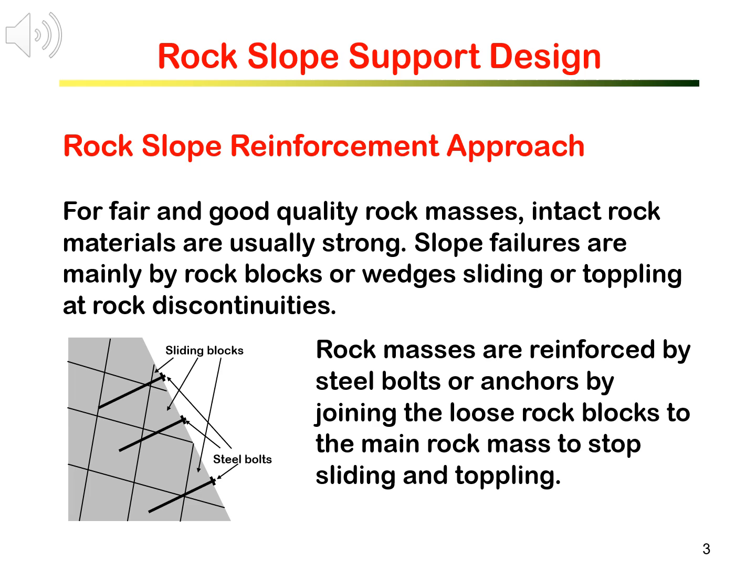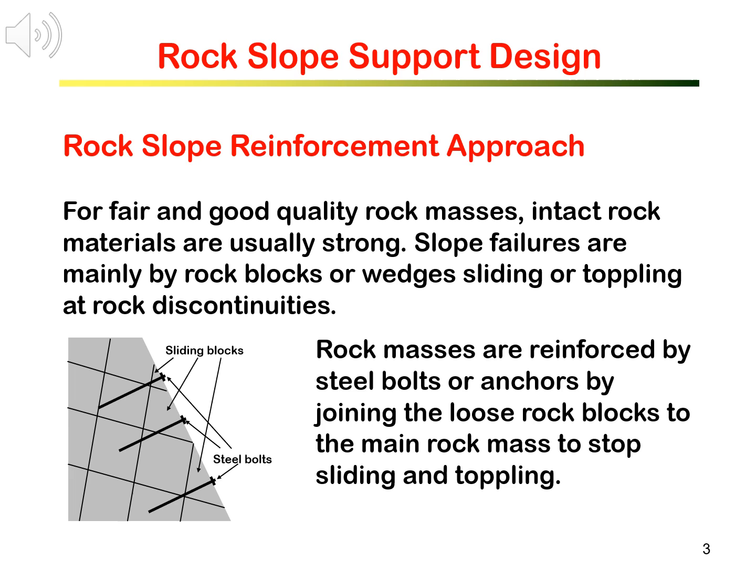The most common and effective reinforcement method is using steel bolts and anchors that insert into the rock mass, very similar to steel reinforcement bars in concrete, to increase the overall strength and the stability of the rock mass. For slopes cut in fair and good quality rock masses, we learned that the failures are primarily due to the joints in the rock masses. The intact rock materials are usually strong, but rock blocks or wedges can easily slide or topple if they are jointed and the joints are with unfavorable orientations.